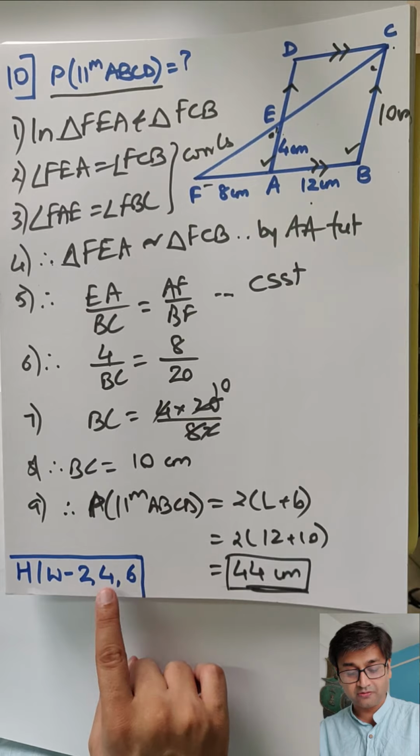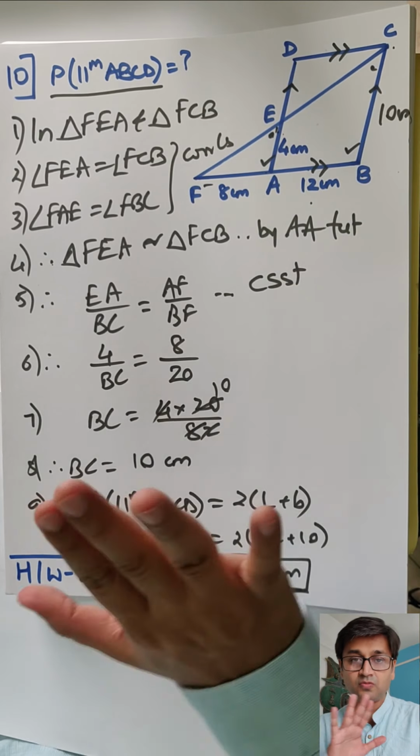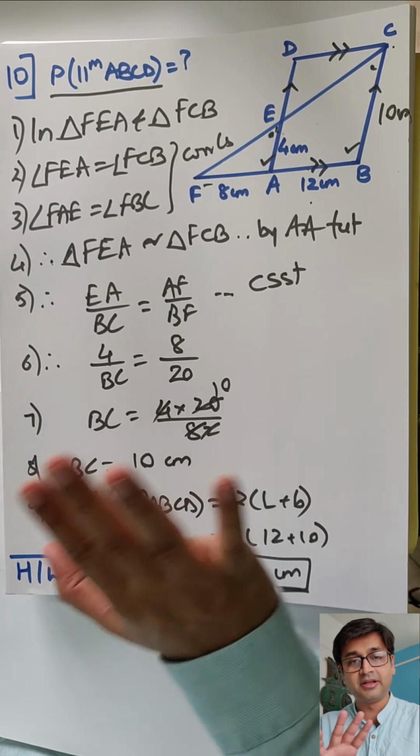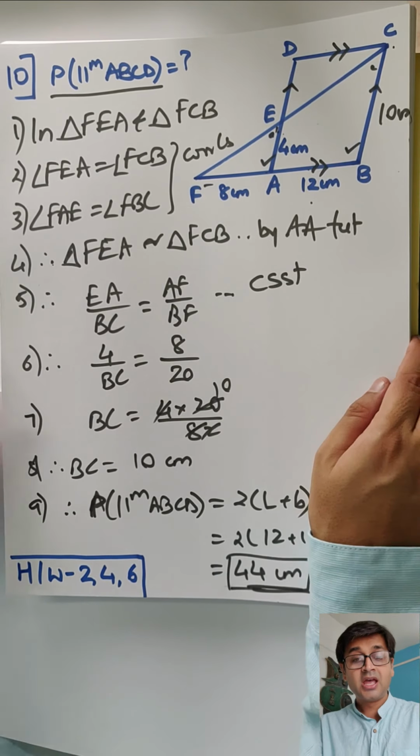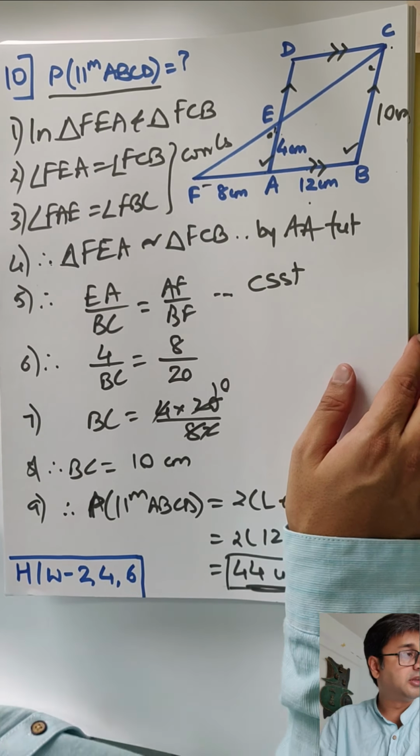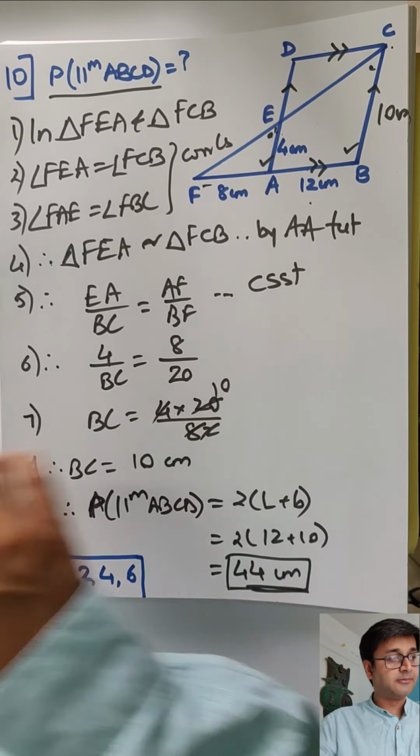Homework, I want you to do 2, 4 and 6. You do this much, more than enough. Don't worry about the remaining sums. Leave it, I am there. In the next video, we are going to hit the next exercise, exercise C.